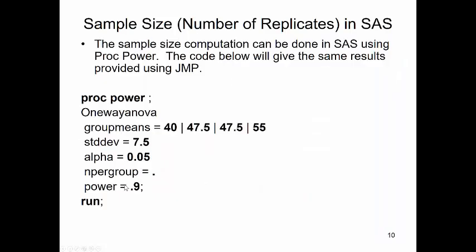And then the last slide shows you some SAS code. You'll notice that this is very similar to what you just saw in JMP. And our R packages are also the same. You leave blank the one that you want it to solve for. And that pretty much wraps up calculating the number of replicates for a CRD.